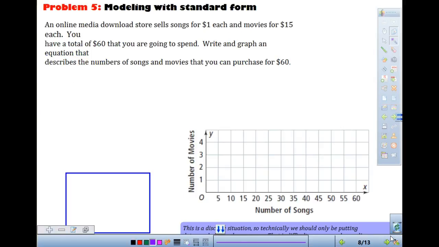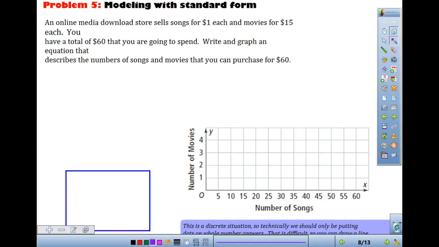We're on that last part of your notes that we need to fill in. As we are looking at this last part, it says, as you are looking at the story situation. Abby, you want to read for us, please? Online media downloads for cell phones are $1 each and you're just going to spend $60. Write the equation that describes the number of songs and movies you can purchase for $60.